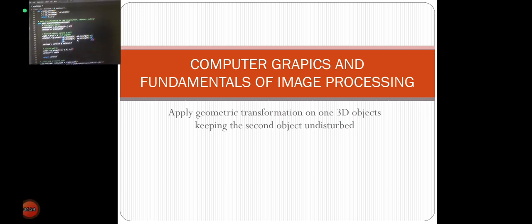This is the program we have written in VS Code in the Python language. As we said, let's execute this to get the output. This is the output, which is a 3D object which has a 2D image in it, and it has a second object which is undisturbed. This is a 3D object, in that a 2D object is present.